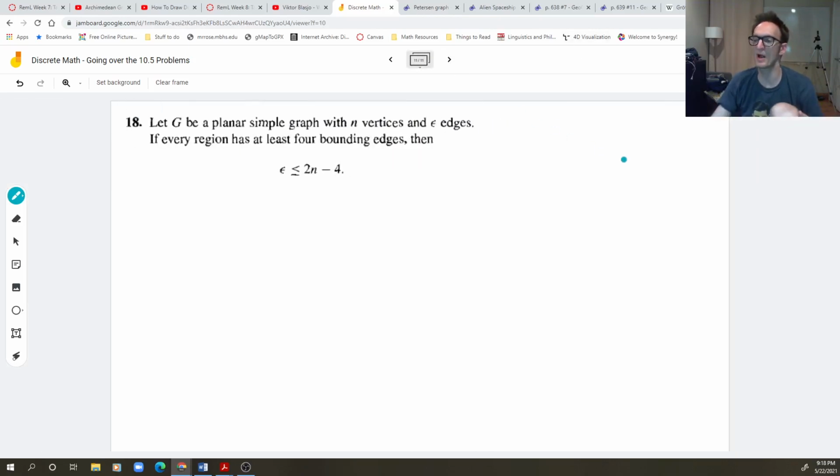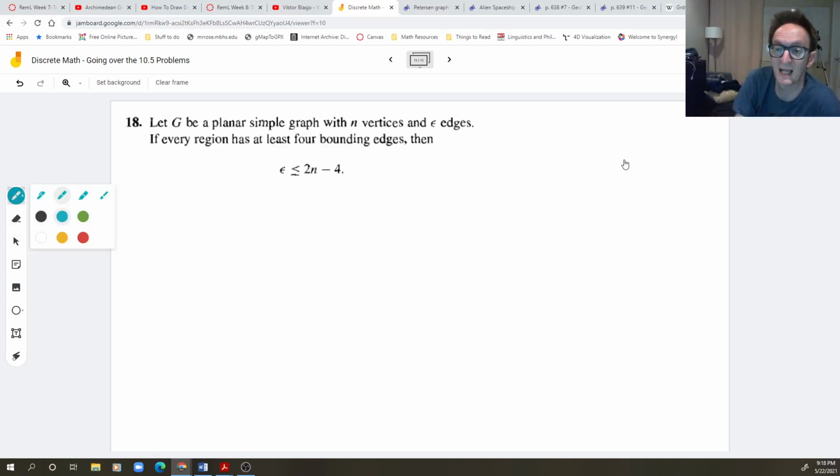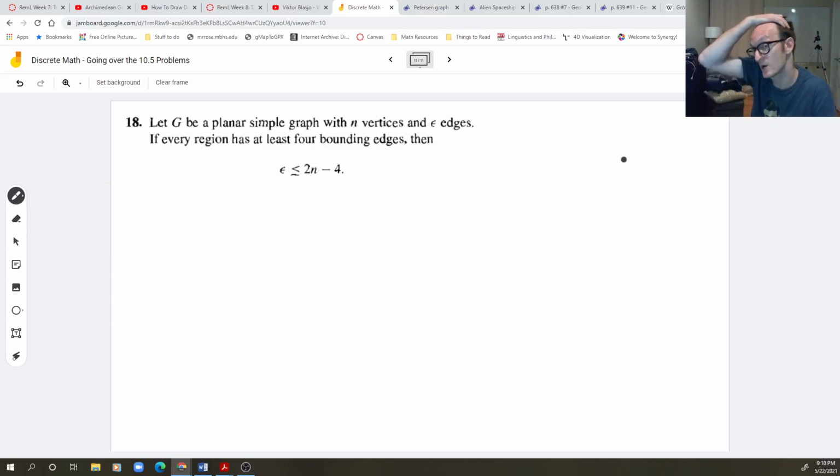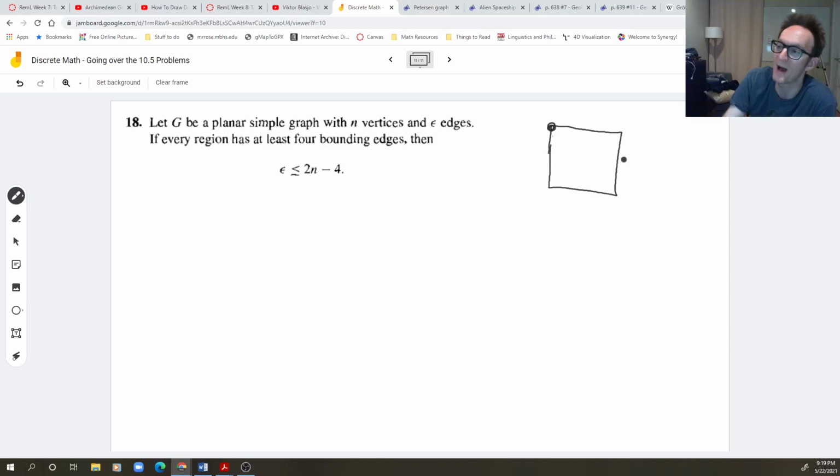Okay, last problem. This is quite hard, but I think I know how to do it because it's exactly like what I did in class. I did it in the video two weeks ago, and then I also did it live in class, I guess, last Friday. So here we go. Let G be a planar simple graph with n vertices and epsilon edges. If every region has at least degree 4, okay, so if every region has at least 4 bounding edges.